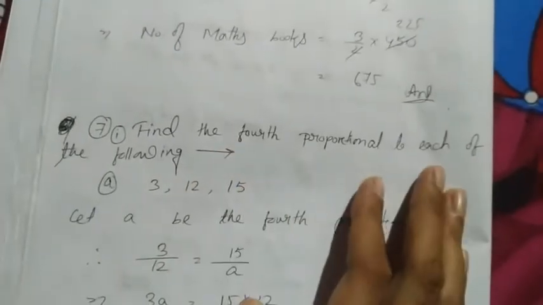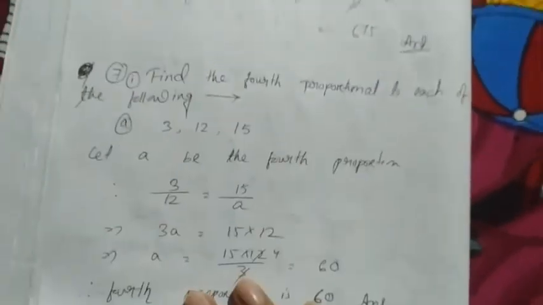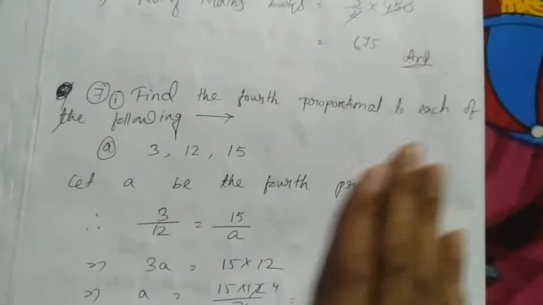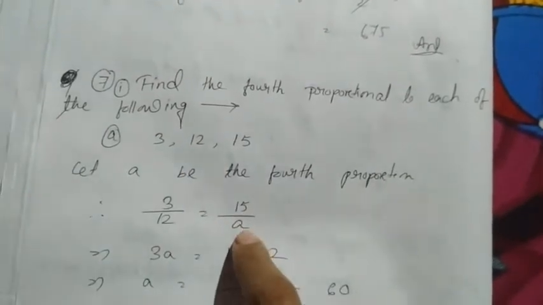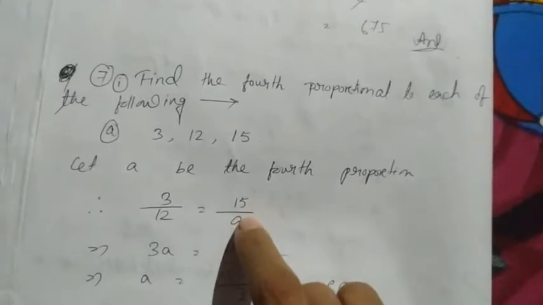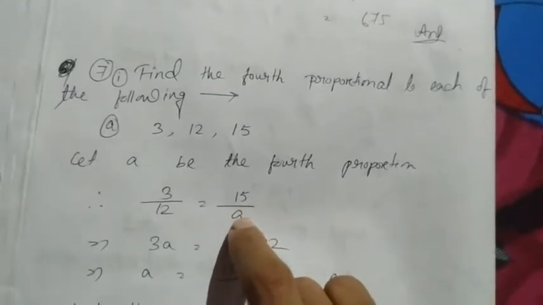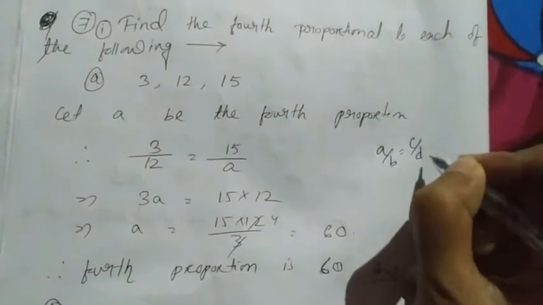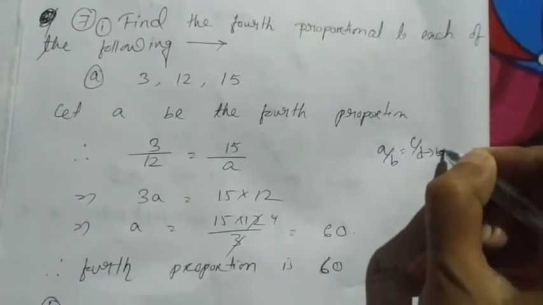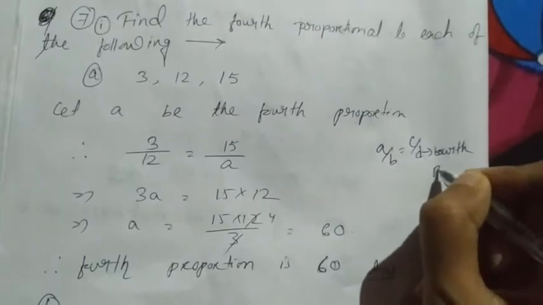Find the fourth proportion to each of the following. Let A be the fourth proportion. Fourth proportion means 3 by 12 equals 15 by A. So the last term, means if A by B equals C by D, then D is called the fourth proportion. Okay.